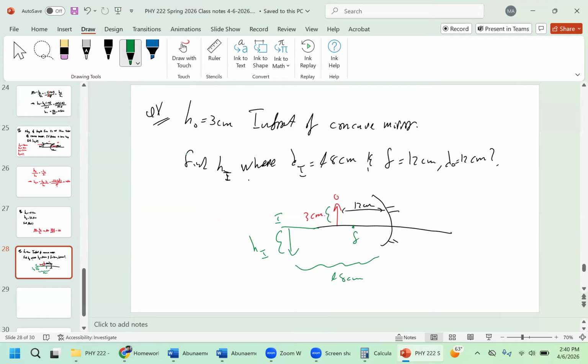Not the focal length, DO equals 12 centimeters. I knew something was wrong. So you got your object 12 centimeters away from the mirror, with a height of 3 centimeters. The image distance is 48 centimeters, with a height that we need to find.